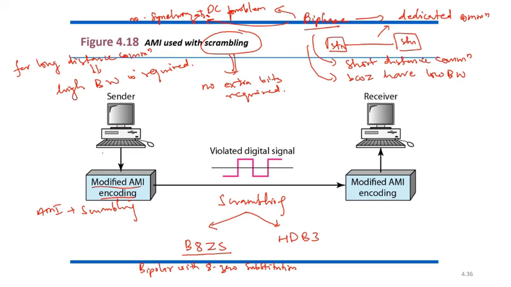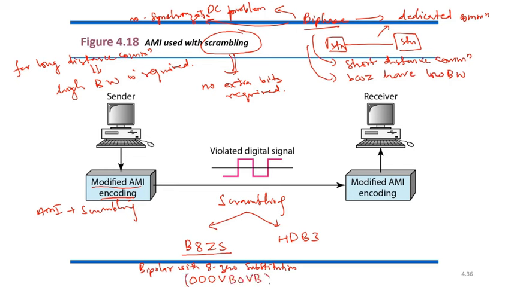But if there is a large sequence of zeros only, then it will create a problem. So this scrambling is used to remove the large sequence of zeros in AMI. The first technique is bipolar 8-zero substitution. If eight bits are zero, then those 8 bits will be substituted by a code: 000, then V, 0, V, B.